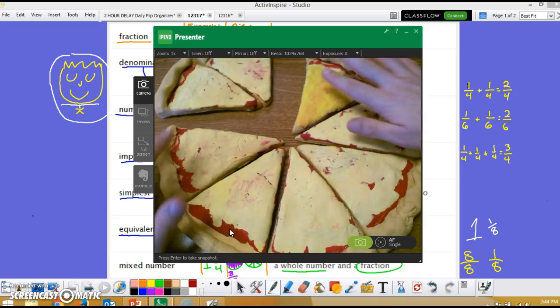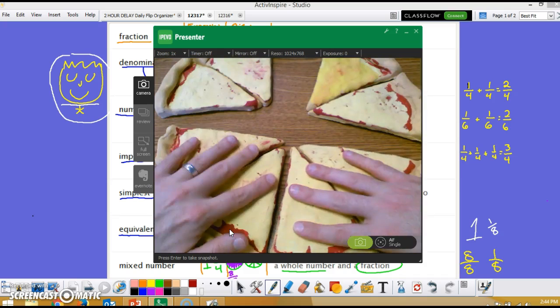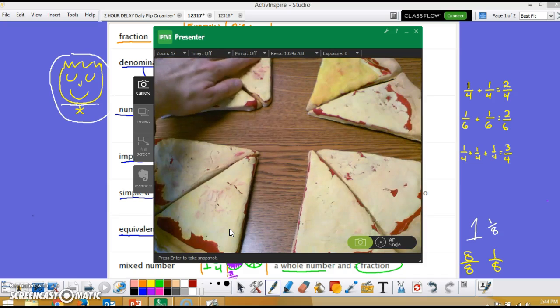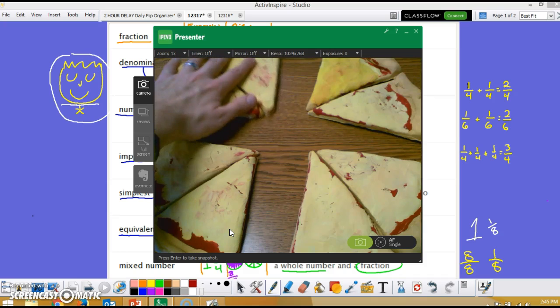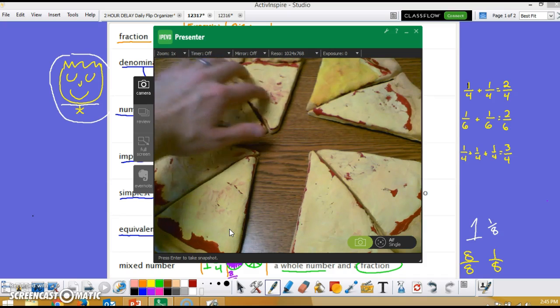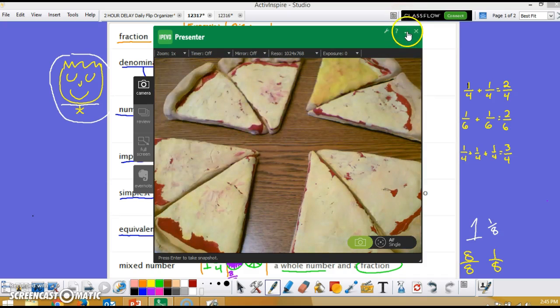I would separate it instead into fourths. I could say I ate 1/4 if I separated it like this. 1/4 of the pizza, 2/4, 3/4, and finally 4/4. And this, which we said we ate earlier, which was 2/8, could also be represented by saying 1/4.